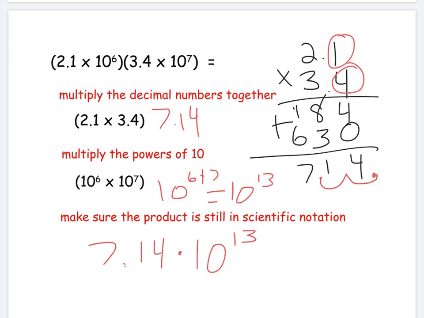The last step is to make sure your number is in scientific notation. The most important part to look for here is that you're looking at this number, your decimal. Remember, in order to be in scientific notation, a decimal has to be between 1 and 10. And 7 14/100 is approximately 7, and 7 is between 1 and 10, so we are good here. So our final answer to that problem is 7 14/100 times 10 to the 13th power.